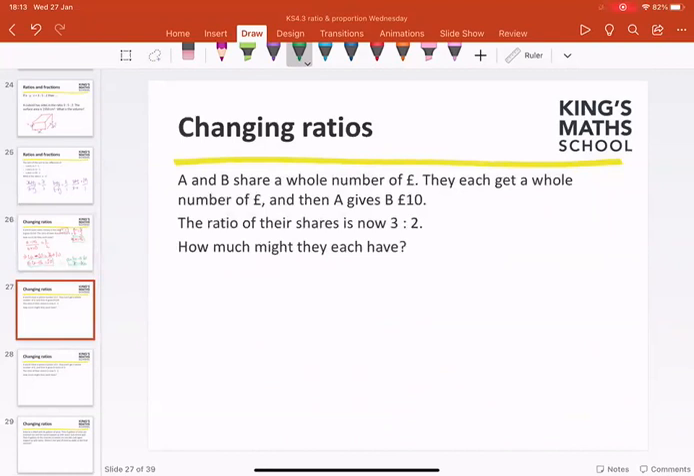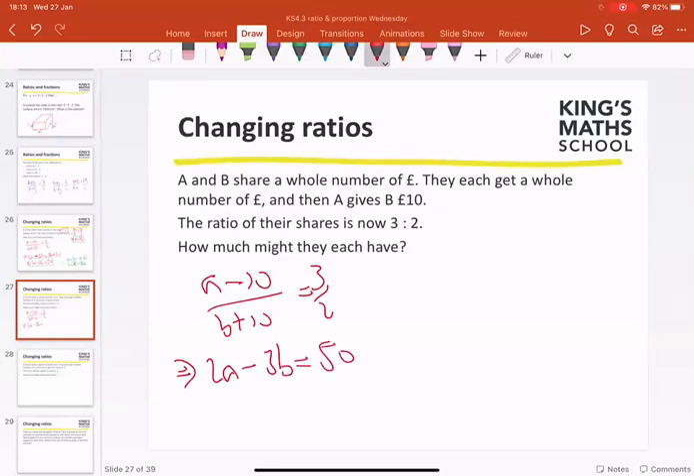Right, so now we don't know the amount of money. There's a whole number of pounds, and we know they each get a whole number of pounds. So we're working with positive integer multiples of pounds. So now we've got A subtract 10 over B plus 10 equals 3 over 2. Well, that's the same, so it's going to simplify in the same way to 2A take away 3B is 50. But that's all I know. There's no other information, except there's information about getting a whole number of pounds. So A and B are integers.